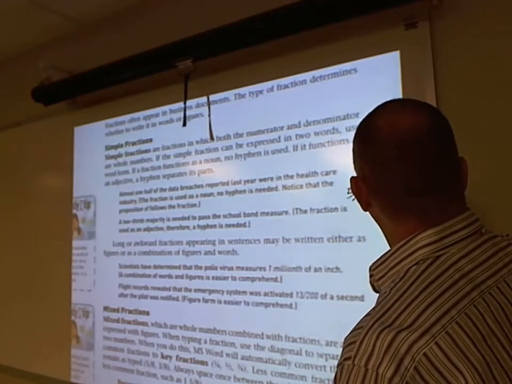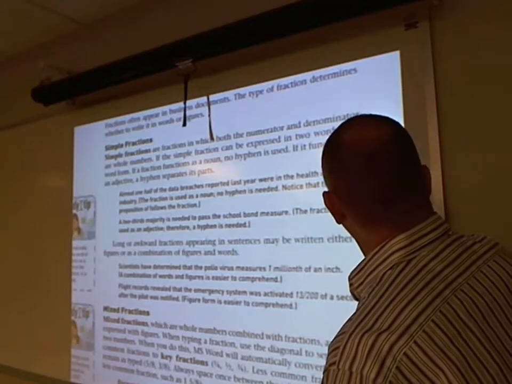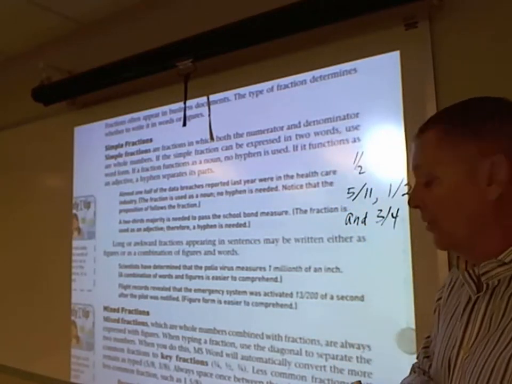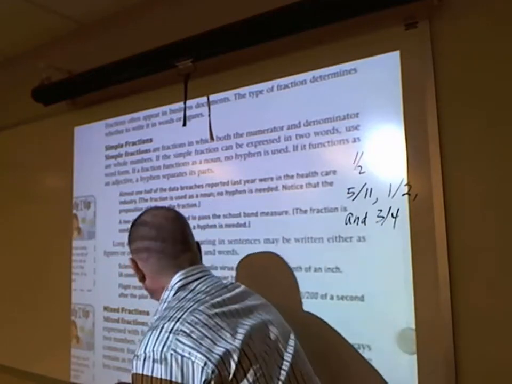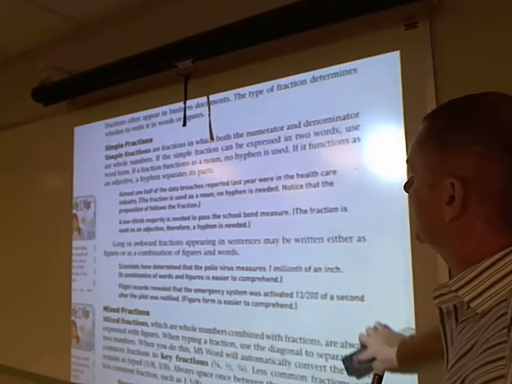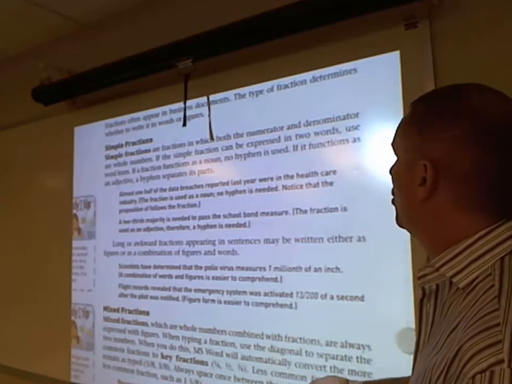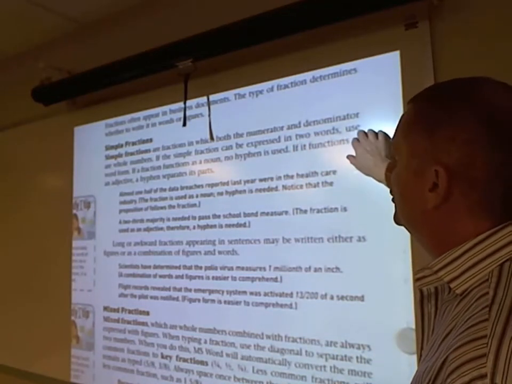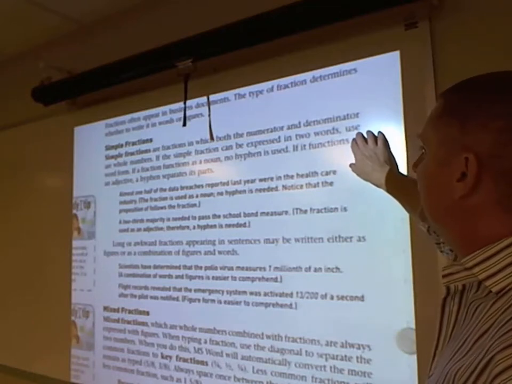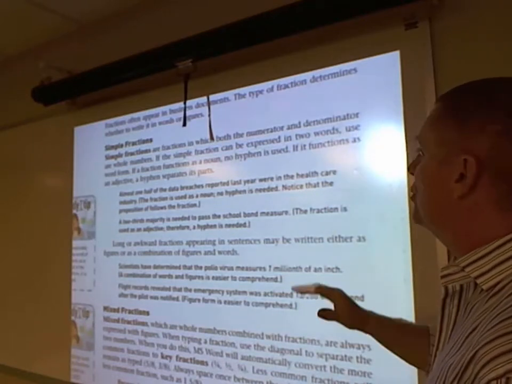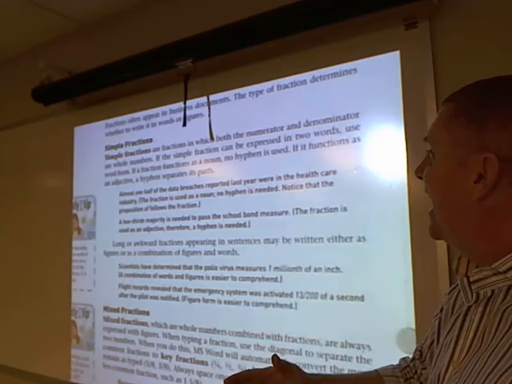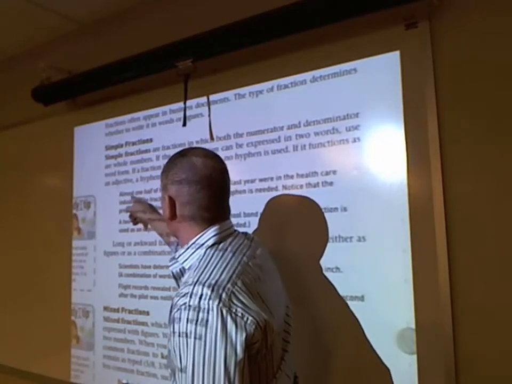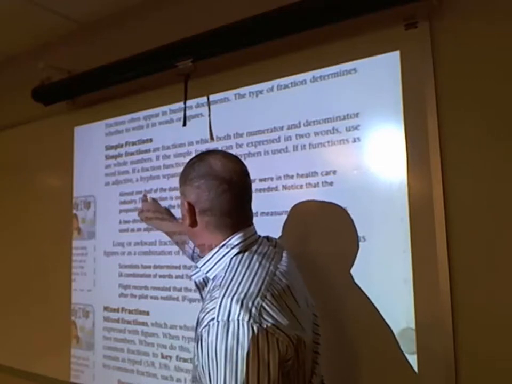Okay, so if the simple fraction can be expressed in 2 words, use word form. If the fraction functions as a noun, no hyphen is used. If it functions as an adjective, a hyphen separates its parts. So here it's used as a noun. Almost 1/2, so no hyphen, of the data breaches reported last year were in the healthcare industry. A 2/3 majority, what kind of majority? A 2/3, then spell it out as a word and hyphenate it.